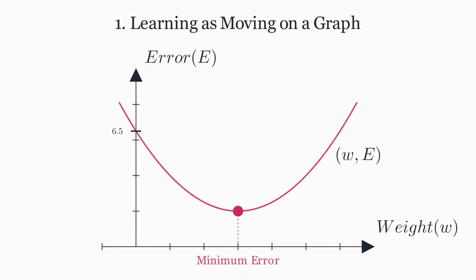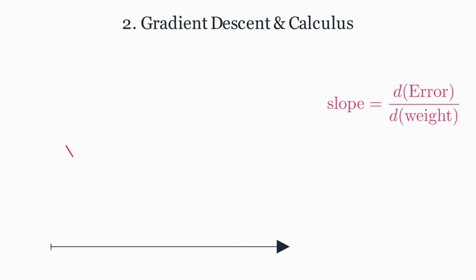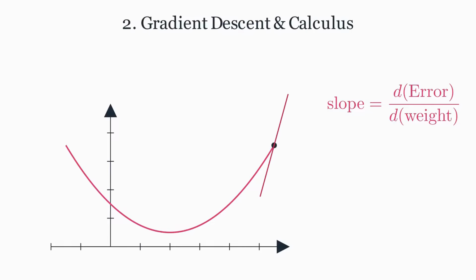To do so, we calculate the slope of the error curve with respect to the weight. The slope tells us which direction reduces error. If it's a positive slope, we move left. If it's a negative slope, we move right. The goal is to get a zero slope, meaning minimum error while learning.